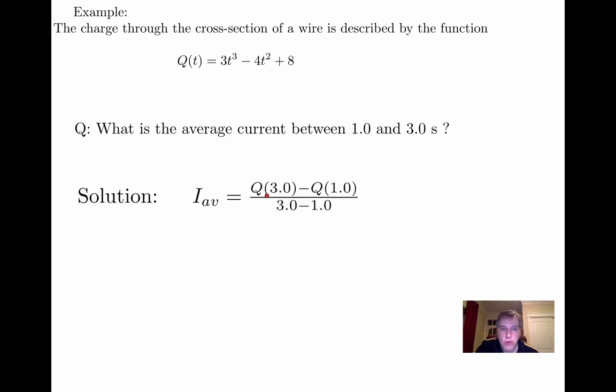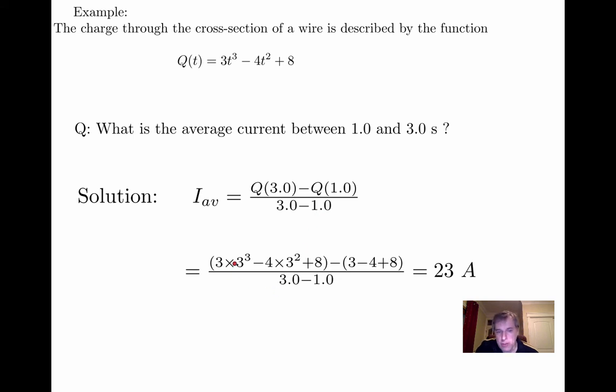We just repeat. You take the charge at t equals 3 seconds, subtract the charge at 1 second, divided by t2 minus t1. If you do that, you plug t equals 3 into q of t, you get this, minus you plug t equals 1, you get this, divide by this delta t, you get this. You can stop the video if you want to check the calculation, but that's the final answer here, 23 amps.